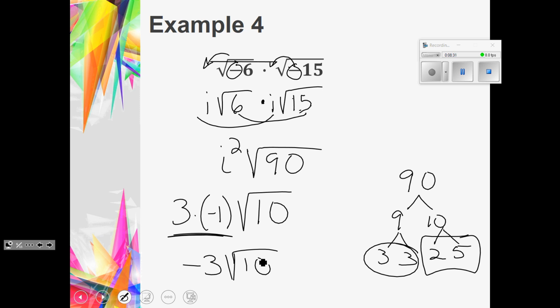Again, if you did not take those i's out to begin with, you would have only ended up with just the square root of 90, and then you would have ended up with a positive 3 times square root of 10, and that wouldn't work. You have to work with the i's first. So you have to take the negatives out as an i, and then multiply outside, outside, inside, inside, and then simplify.